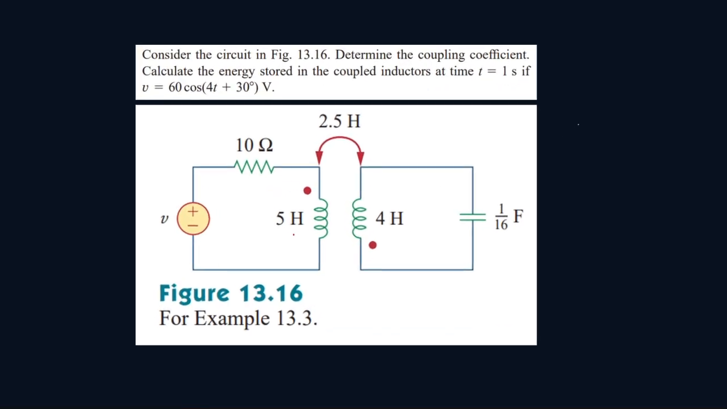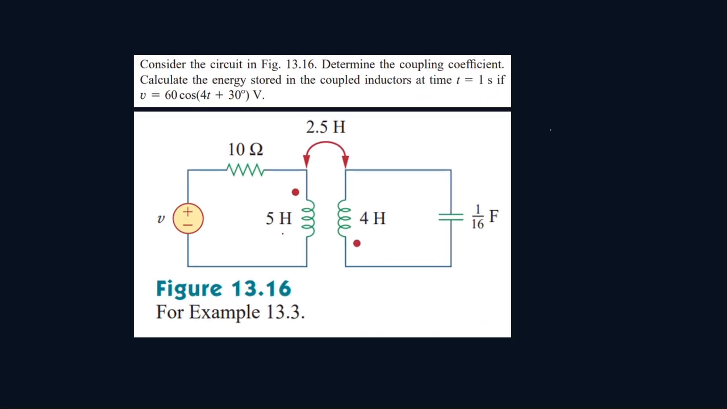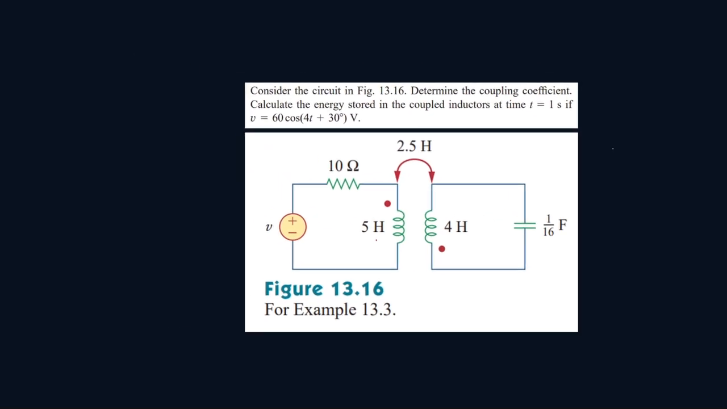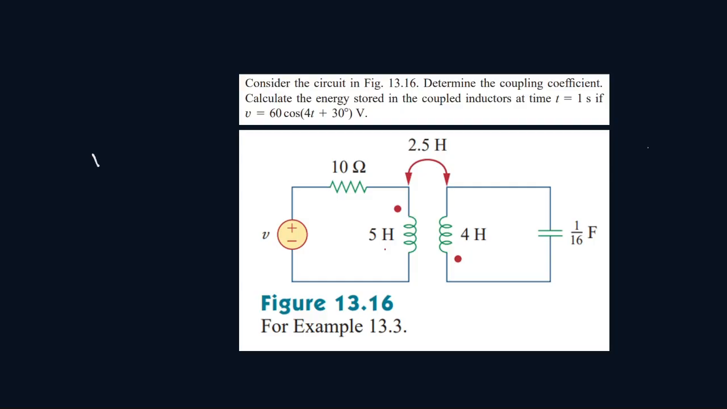Okay, so we have to find the coupling coefficient and the energy stored in the inductors at T equals 1. So we're given the angular frequency, which is 4 radians per second. V will be 60 phasor 30 degrees. Let's get the impedance values.